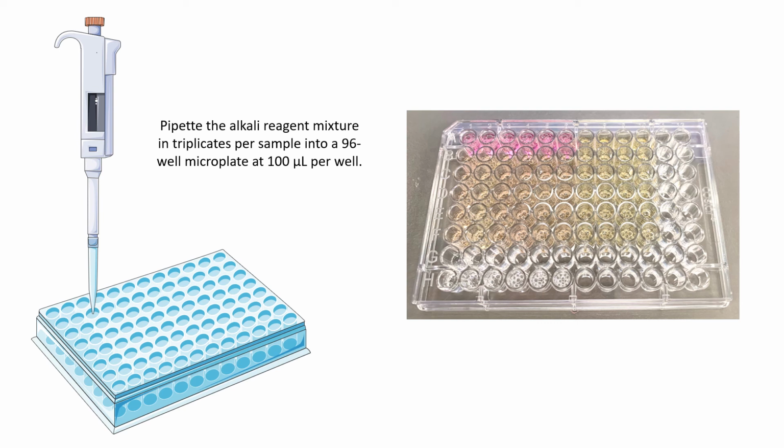So we try to get 3 readings per sample, and so we basically pipette the alkali reagent mixture in triplicates for each sample, okay, per sample into a 96 well microplate, and again the volume that we use is 100 microliters per well. Okay.